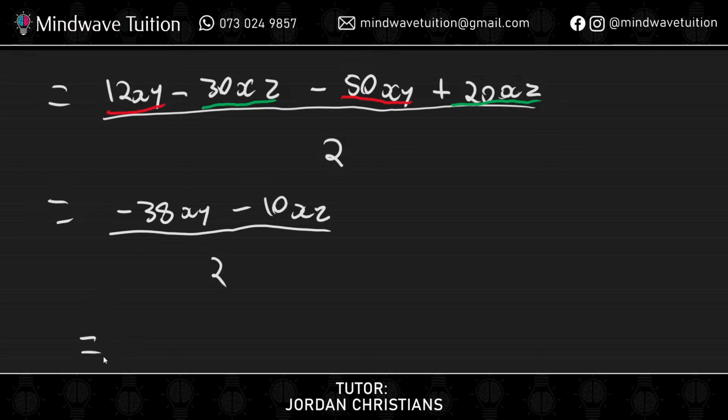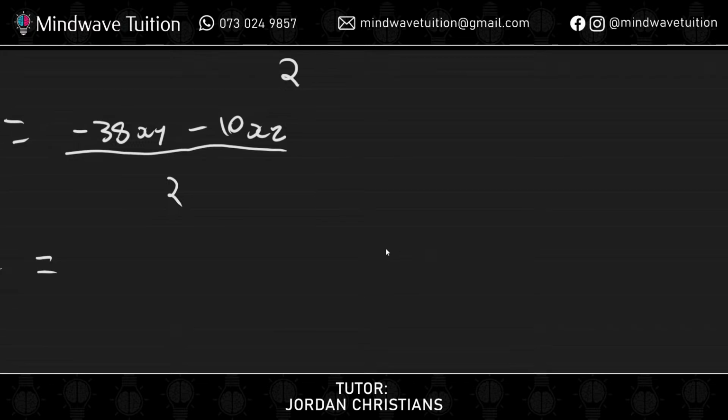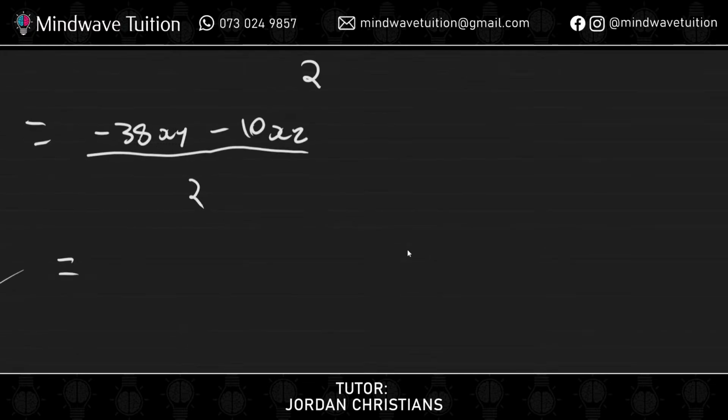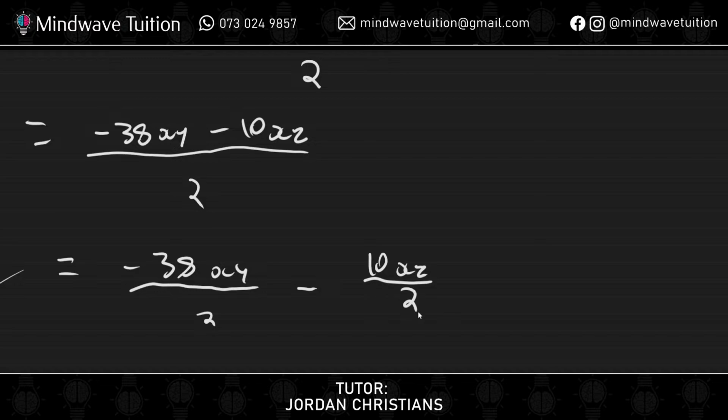And now we have something similar to what we had before. We have two things being minus, so we just need to break them up. So minus 38xy minus 10xz all over 2, we can just break this up as minus 38xy all over 2 minus 10xz all over 2.